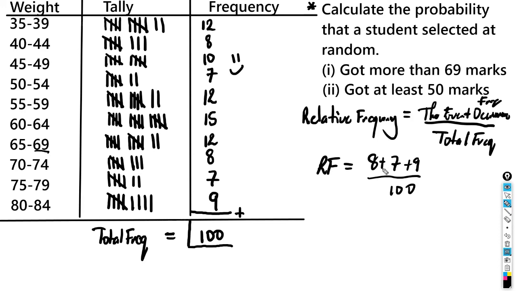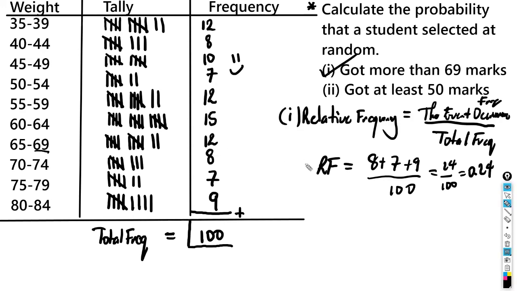And if you add 8 to 7 to 9, 8 to 7 you should get 15, plus 9 should give us 24 over 100, which is actually 0.24. And we're going to leave it in that form, and the 0.24 is equal to the probability that the student got more than 69 marks. Okay.